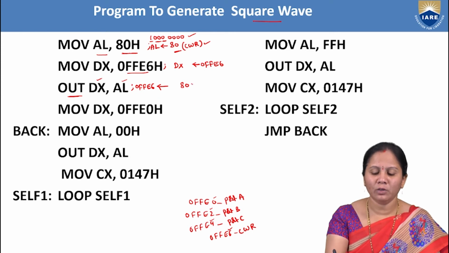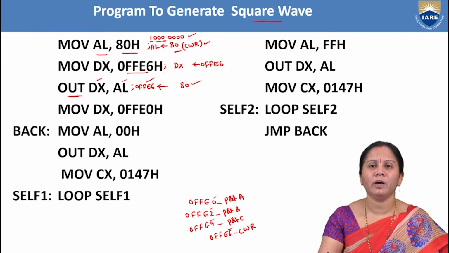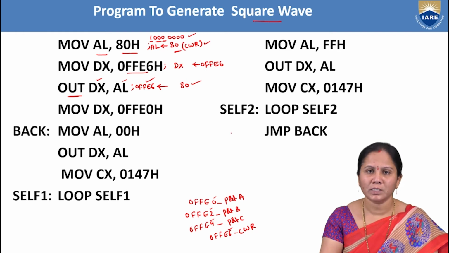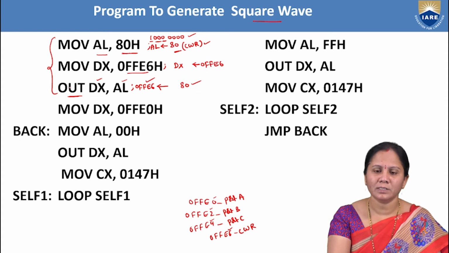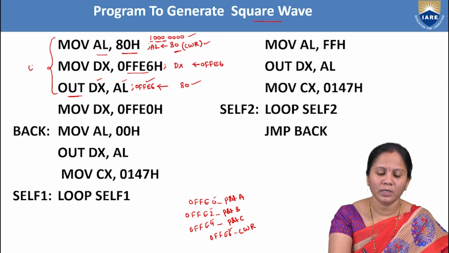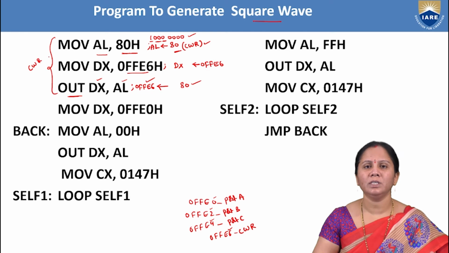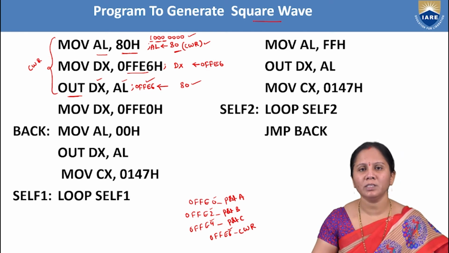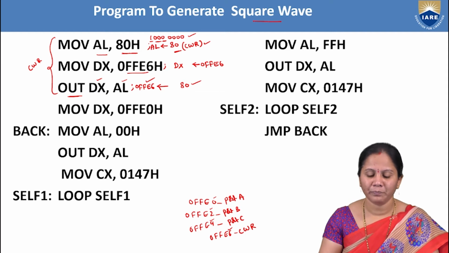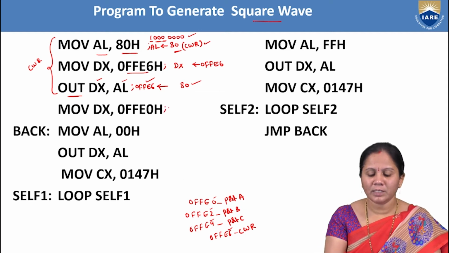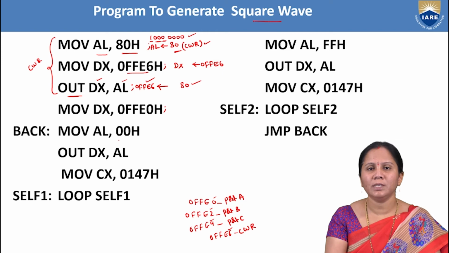So this value 80 will be moved into the CWR port address 0FFE6. So the first three lines in this program are related to CWR. Using these three lines, CWR can be initialized. The value will be moved into the output port address of CWR. And next, you have to initialize any port in 8255.